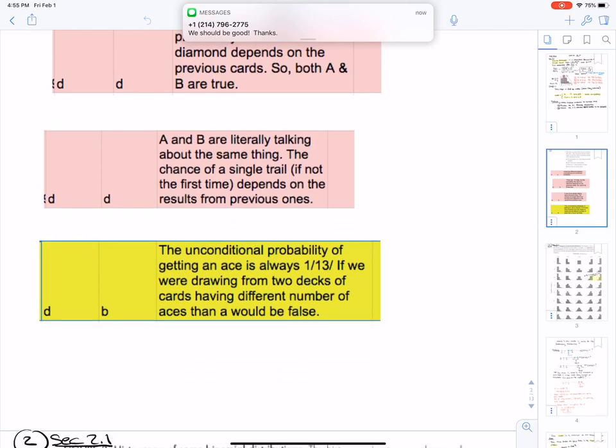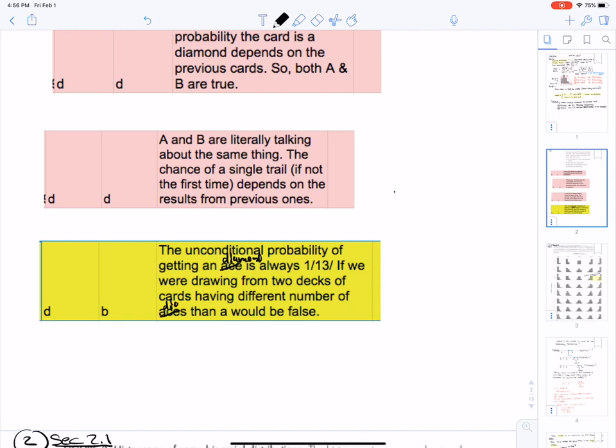The unconditional probability of getting a diamond is always 1/4. If we were drawing from 2 decks of cards having different numbers of diamonds, then A would be false. That's correct.